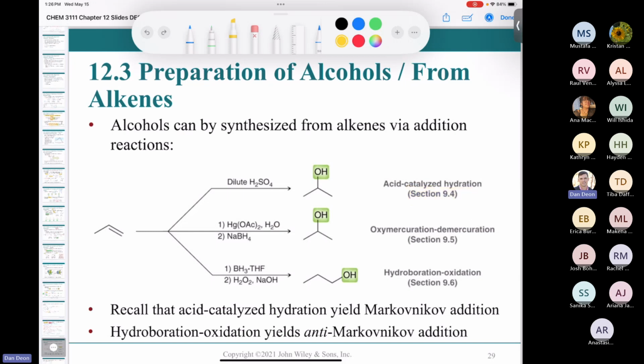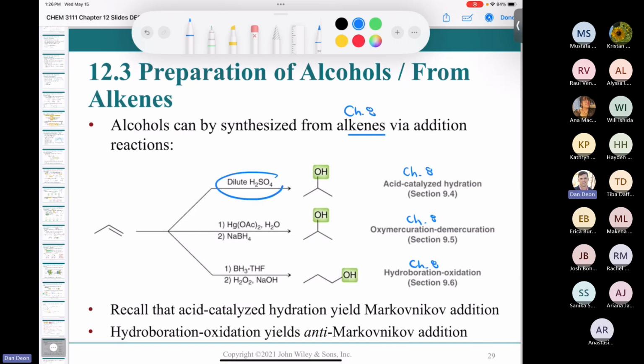It says chapter 9, but that's actually not true. We covered that in chapter 8. Oxymercuration, demercuration, we covered. These are all covered in chapter 8, aren't they? I don't know why it says section 9, but these are all covered in the alkenes chapter, right? So alkenes is chapter 8.